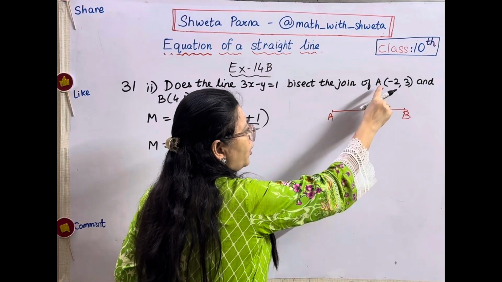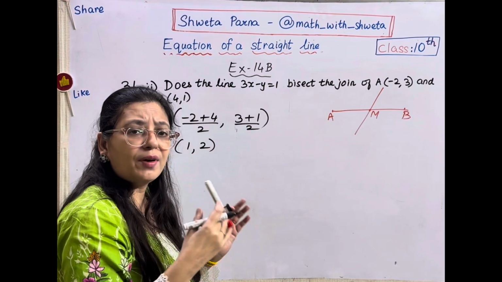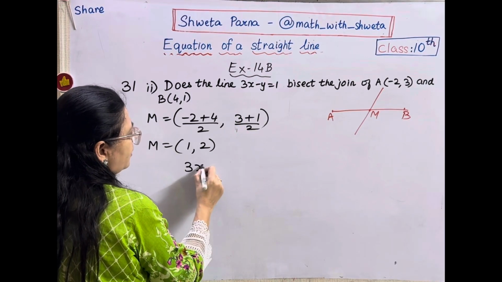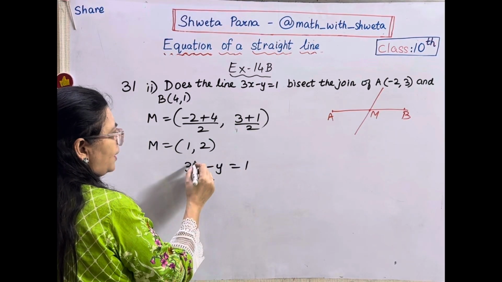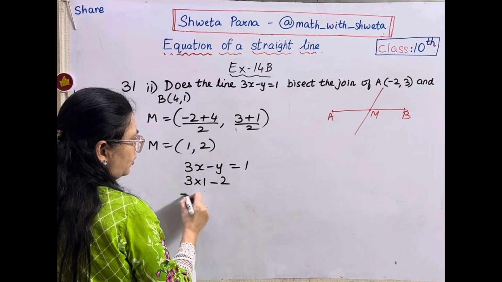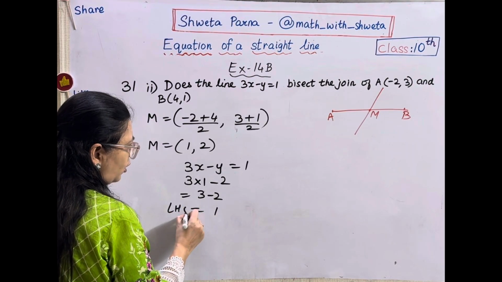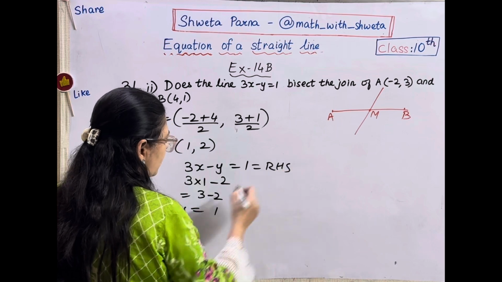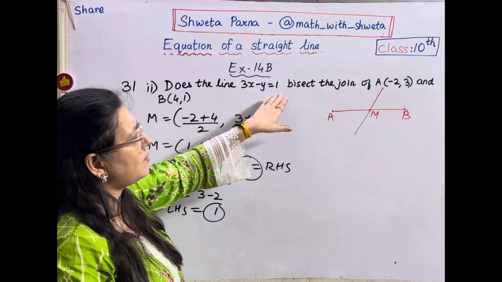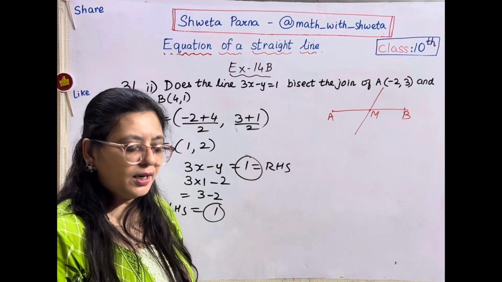Now, does this coordinate pass through this line? You will just substitute the value. If the value you are getting is 1, that means yes, it does pass. Say 3x minus y is equal to 1. Let's take x as 1. 3 into 1 minus y is 2. So this will become 3 minus 2, which is 1. So left hand side you got 1 and right hand side is also 1. So it's satisfied. That means yes, this line passes through the bisect of these 2 points. Yes? Come on, let's go to the next one.